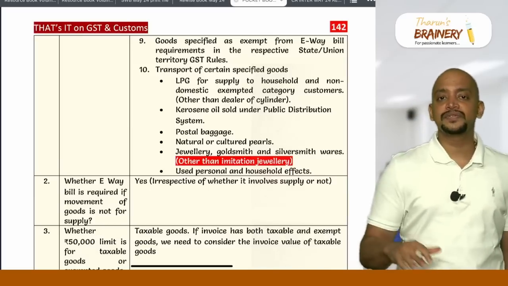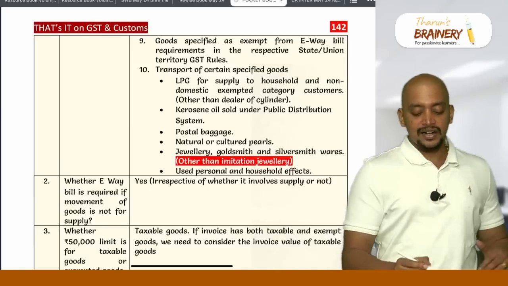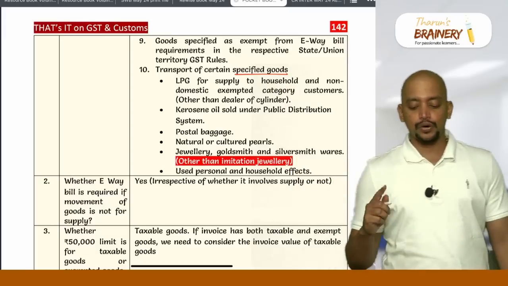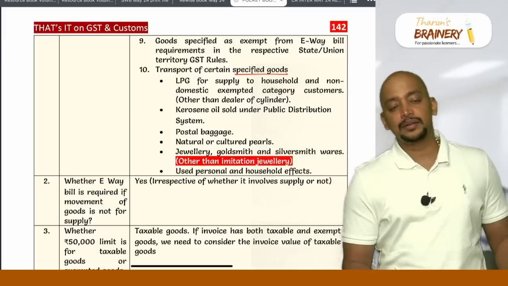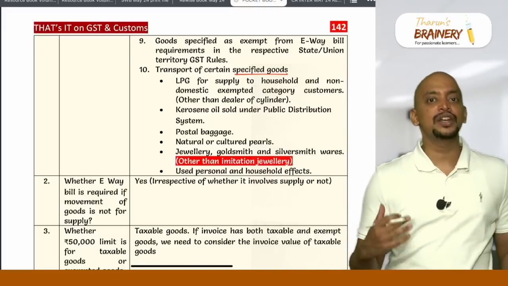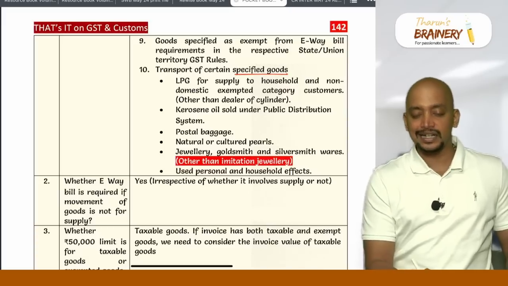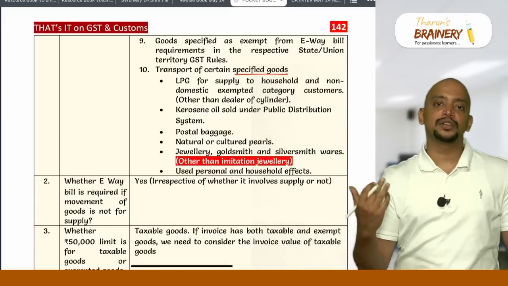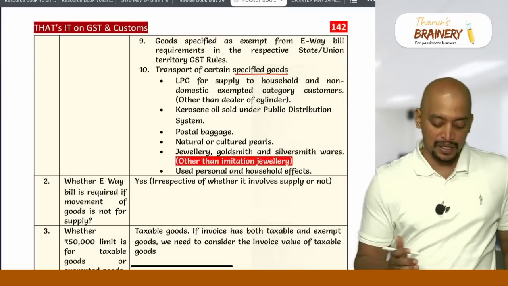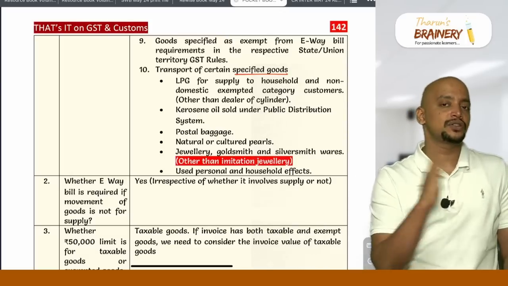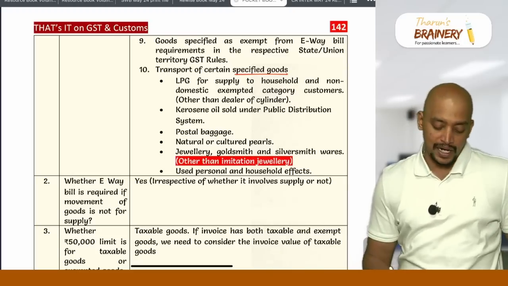And there are some goods which are given in these rules. That is the transportation of certain specified goods: LPG for supply to household and non-domestic exempted category customers. That is basically the red color cylinders, whose transportation does not require an e-way bill. This is other than the dealer of the cylinder. If the dealer of the cylinder is transporting, be it red or blue color, that will definitely require an e-way bill. But if a consumer is taking the cylinder from the dealer's location to his house, then that does not require an e-way bill.